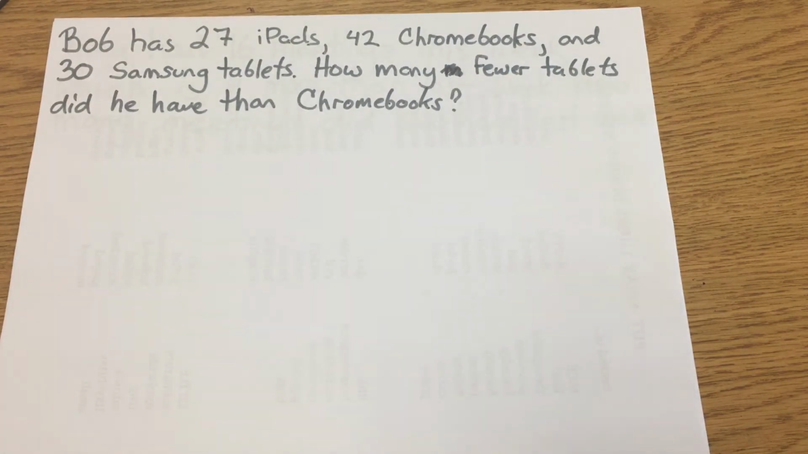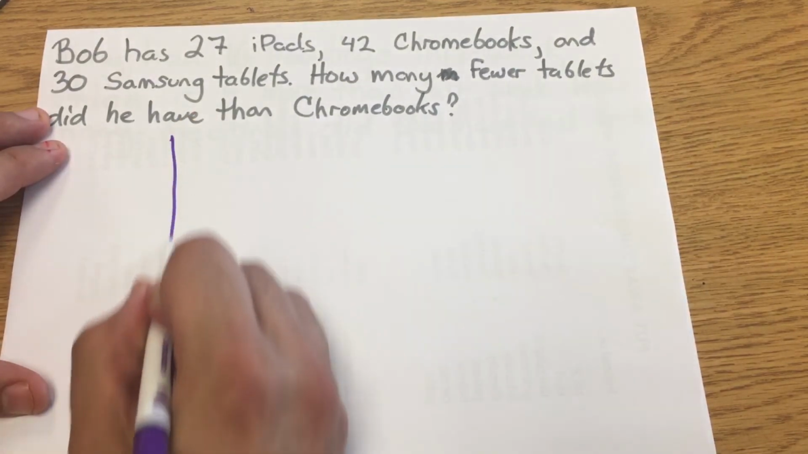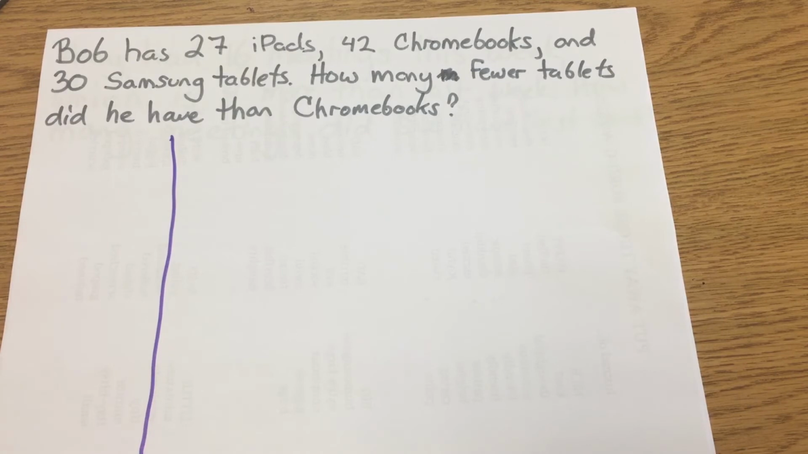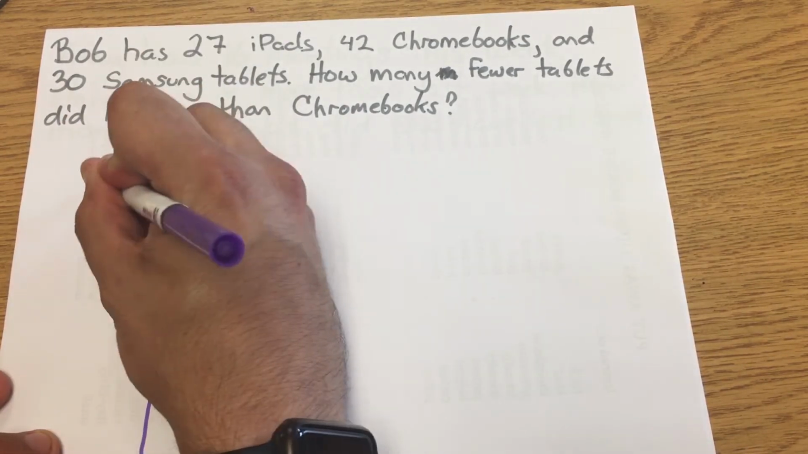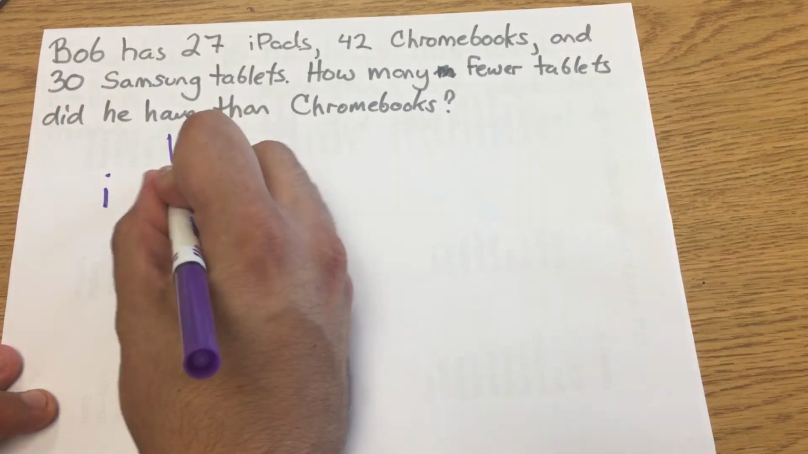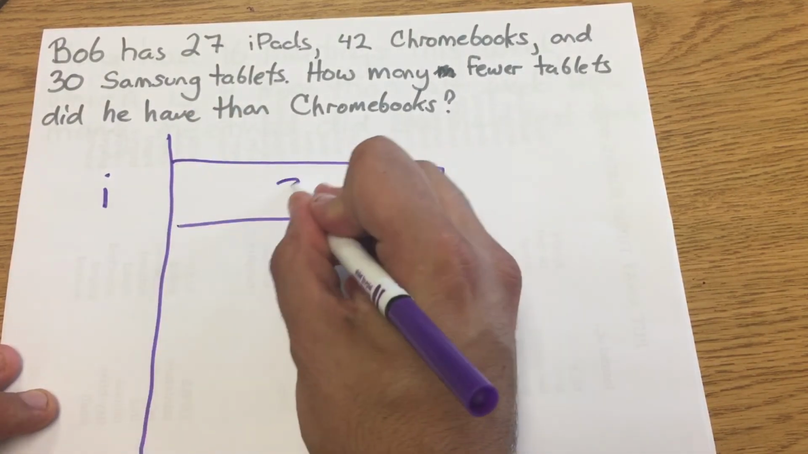We've got Bob here, and Bob has 27 iPads, 42 Chromebooks, and 30 Samsung tablets. How many fewer tablets did he have than Chromebooks? So once again, same idea. We're starting with that line. And we're going to take a look at the 27 iPads. Just going to draw an I there. And we know that he has 27.